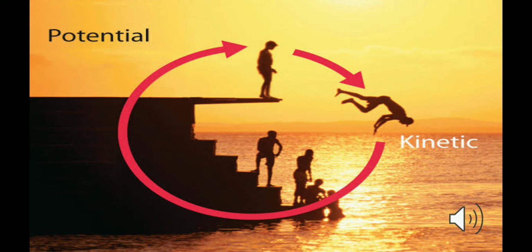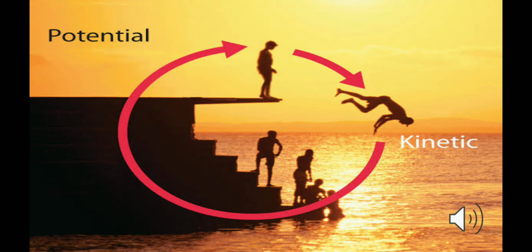So this way potential energy can be changed to kinetic energy and kinetic energy changes to potential energy. The total energy remains the same at all the points. At all the points, the sum of the potential and kinetic energy remains the same. So potential energy changes into kinetic energy in a few of the examples.